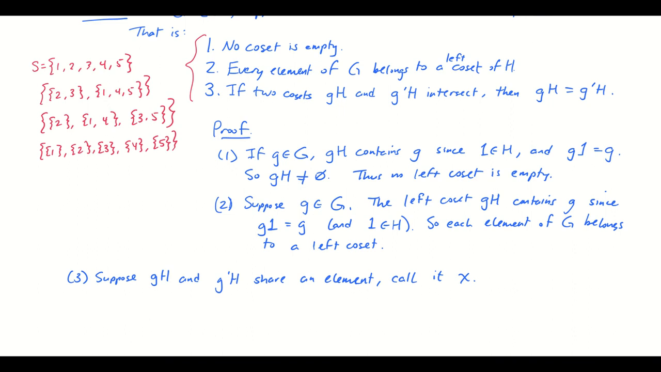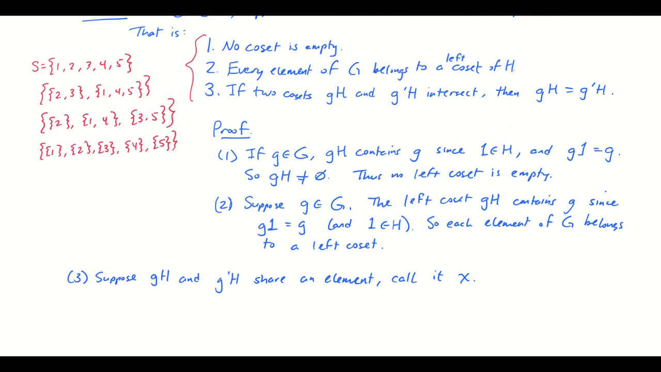Okay, because the idea that we were trying to capture about partitions is that the different subsets we come up with are disjoint. That is, we're splitting S, our set, into completely disjoint subsets. So why does proving number 3 prove that? What we're showing here is that if two cosets share an element, then the cosets are equal. They're exactly the same set.